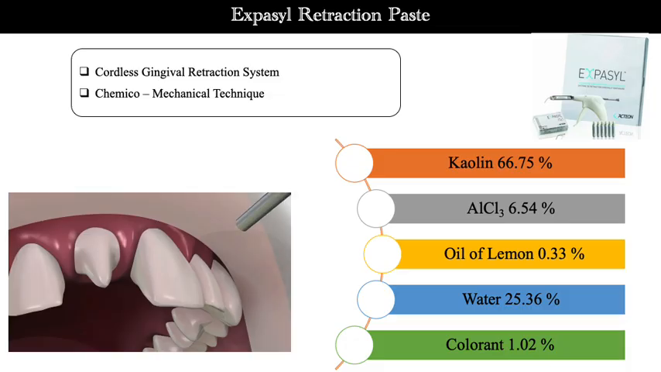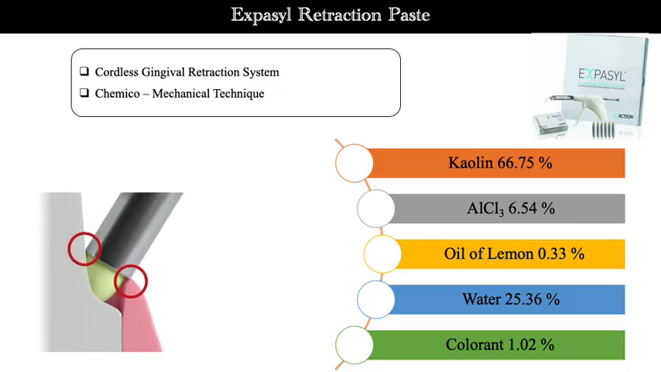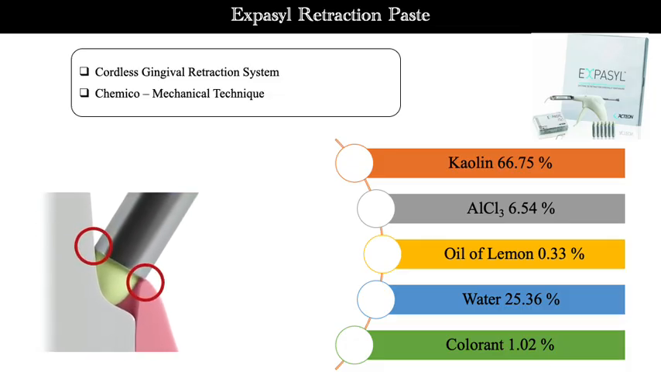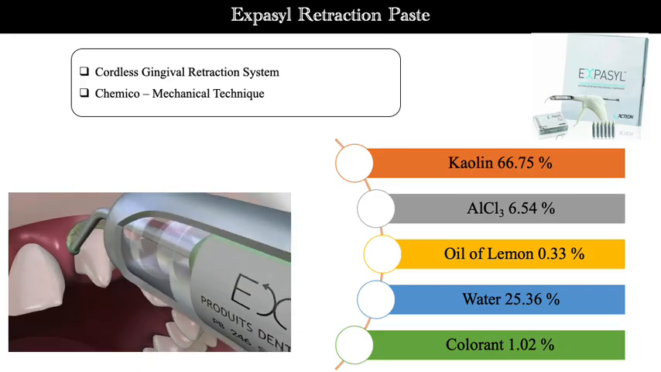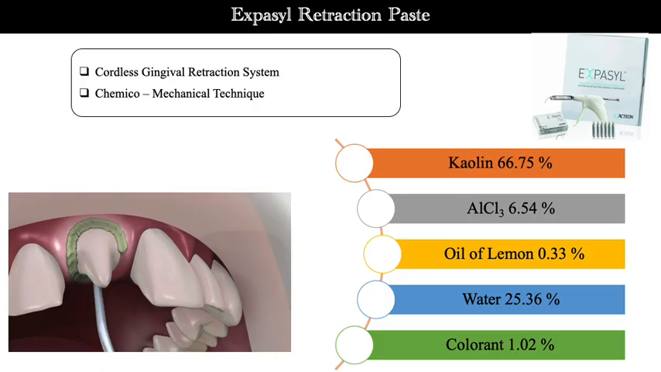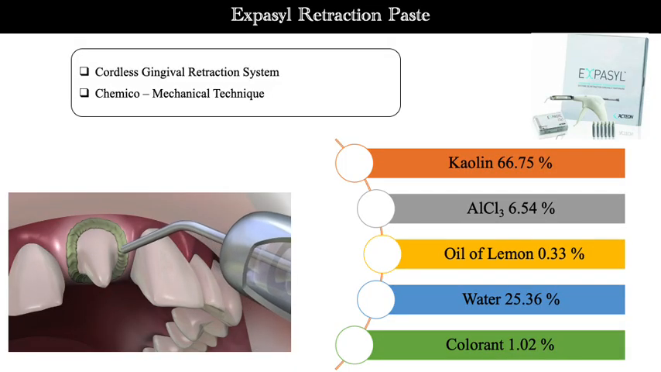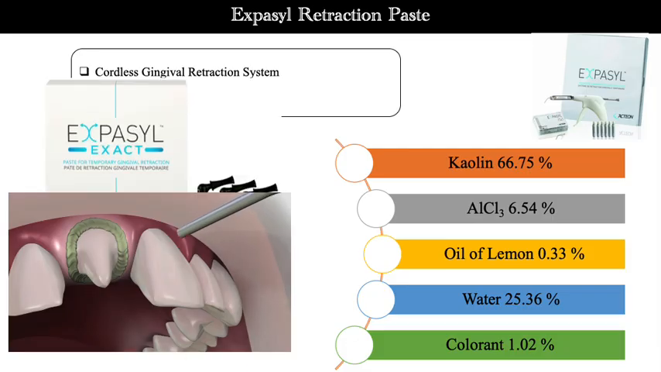Now we'll speak about the cordless technique. The most commonly used cordless technique would be the Expasyl retraction paste. It consists of kaolin, aluminum chloride, oil of lemon as a flavoring agent, water for consistency, and a colorant for distinguishing the retraction paste from that of the gingiva.